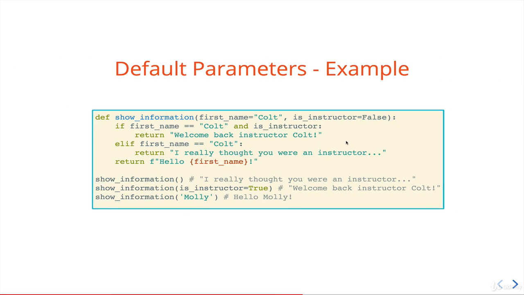Here's another more complex example. It's called show information. And there's 2 parameters, first name and isInstructor. First name defaults to Colt, isInstructor defaults to false. And all that it does is it checks if the first name is Colt and isInstructor is true, we print welcome back instructor Colt. If first name is Colt and isInstructor is false, because that's the only other option, we return, I really thought you were an instructor. And lastly, we just return hello, whatever the first name is that's been passed in.